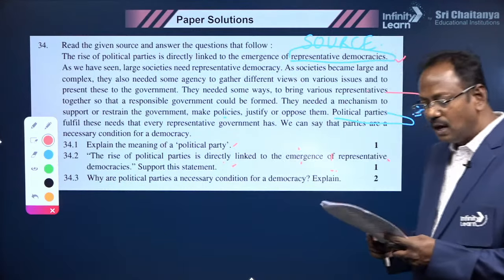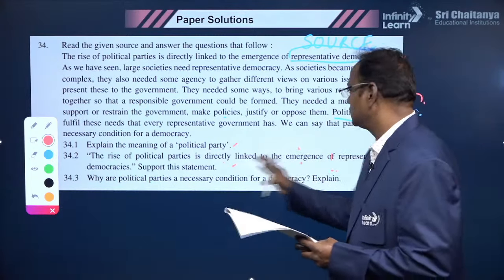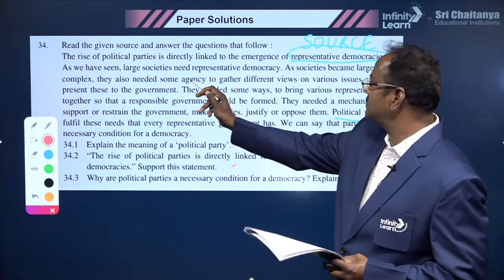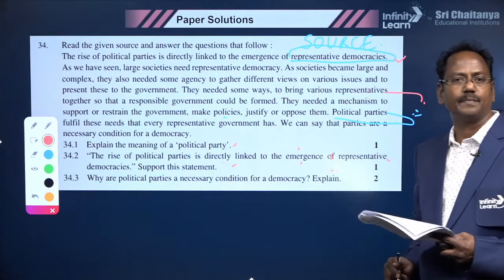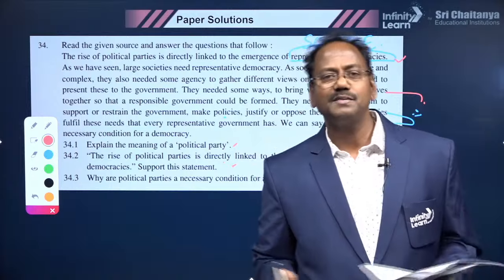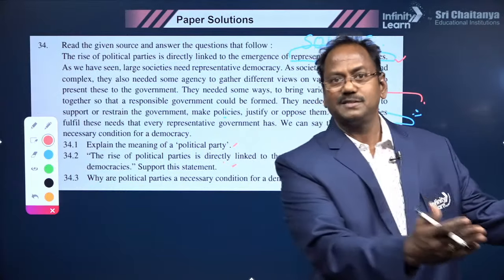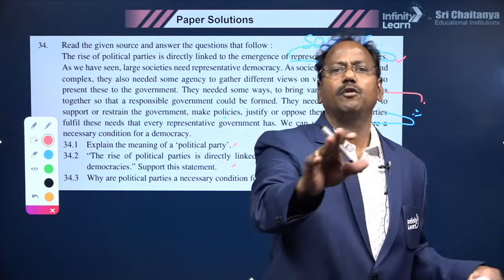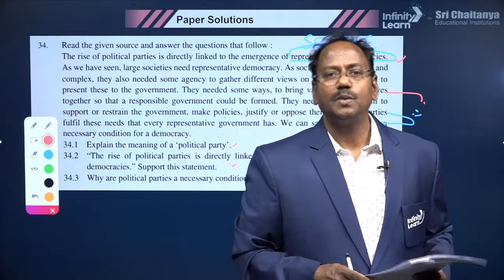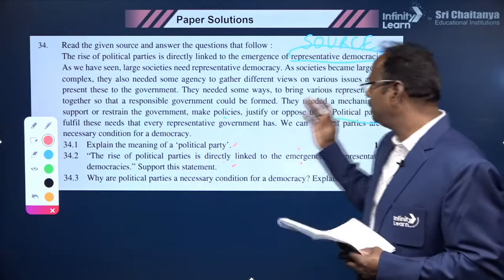How are political parties directly linked to representative forms of democracy? It's very clearly given, right? As we have seen, large societies need representative democracy, because we cannot follow direct democracy. Shall we follow direct democracy in India or America, big countries? Shall we call all this population, more than 140 crores in India, to one place? Where would you accommodate so many people? Okay, suppose you have accommodated them. How many of them know what a law is, how it is to be made, what the benefits of laws are, and what kinds of laws are important for the country's growth and development? Many people do not know anything.